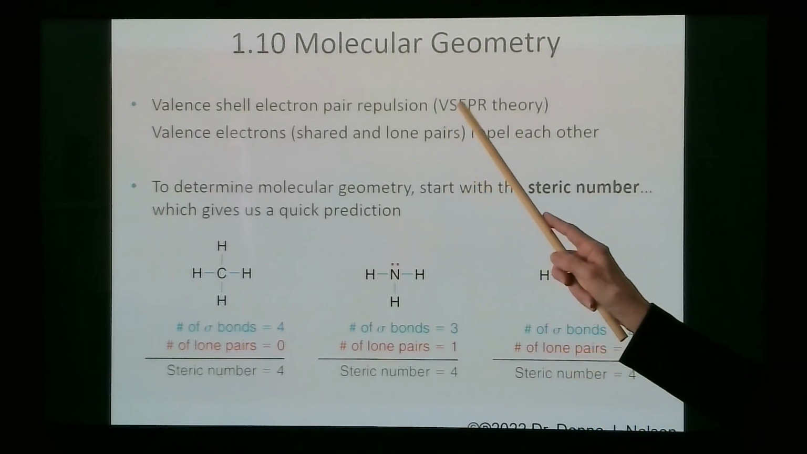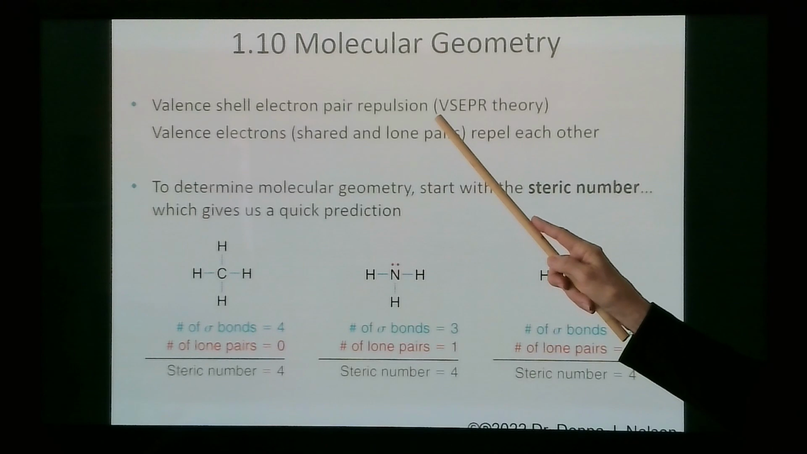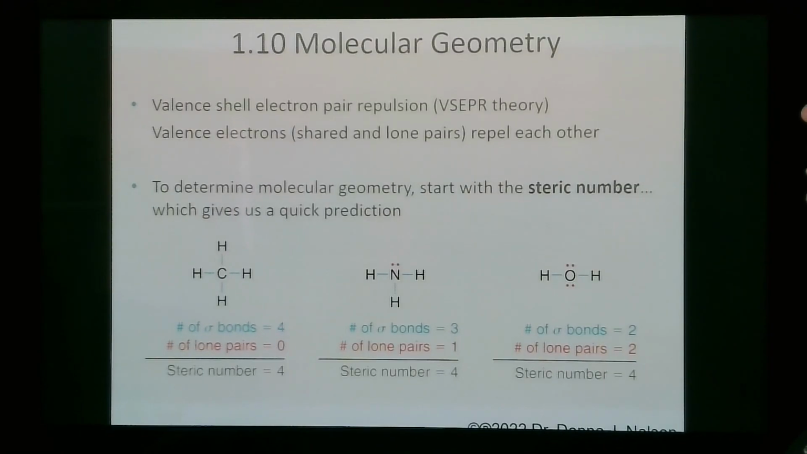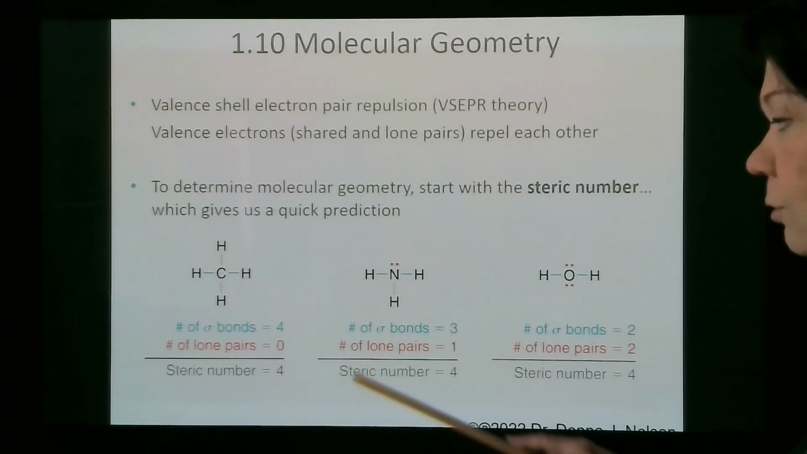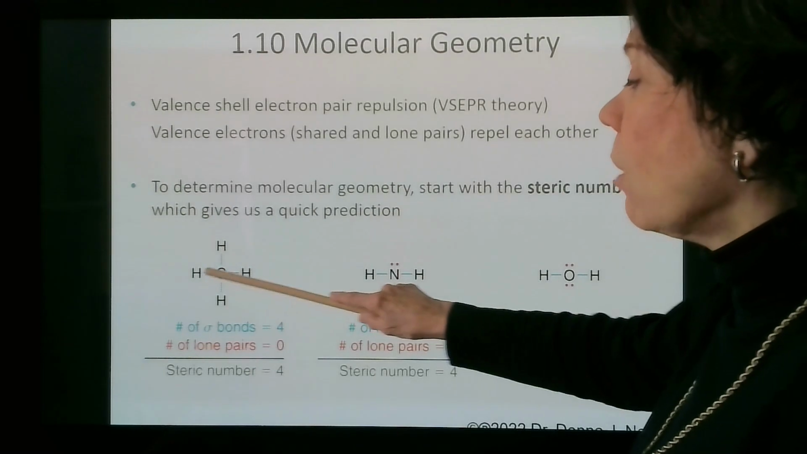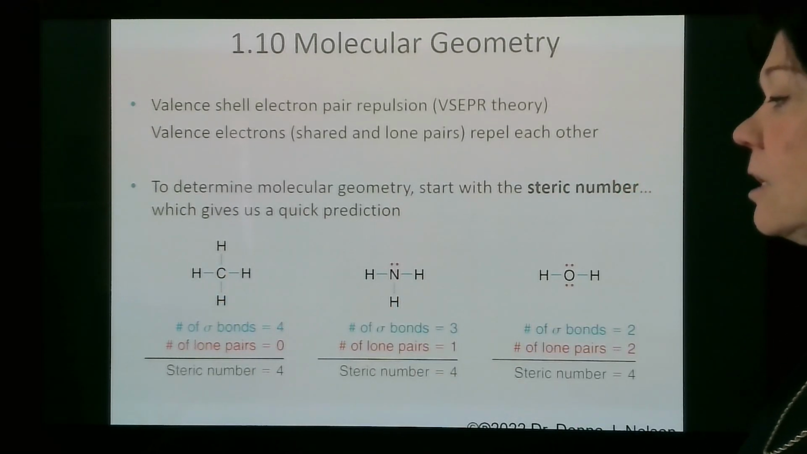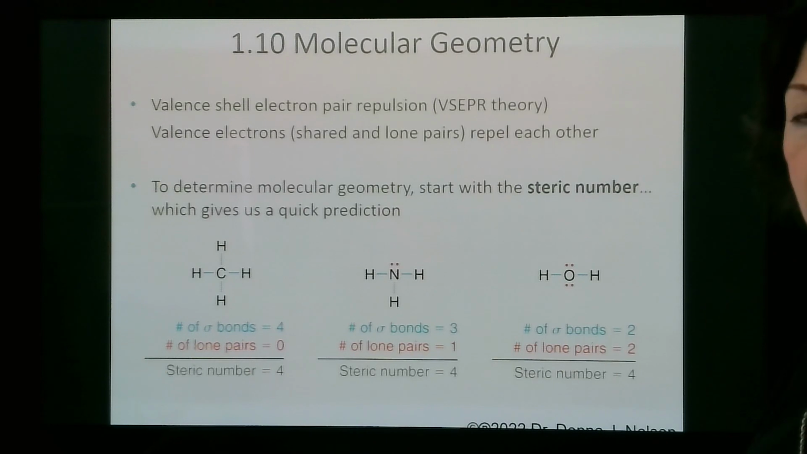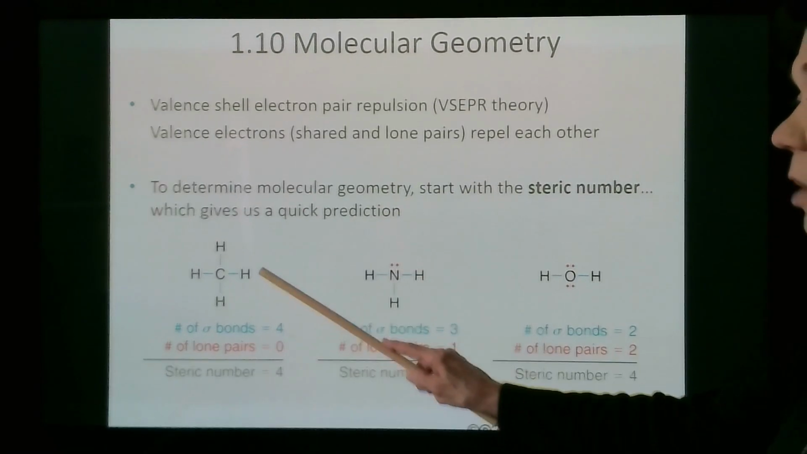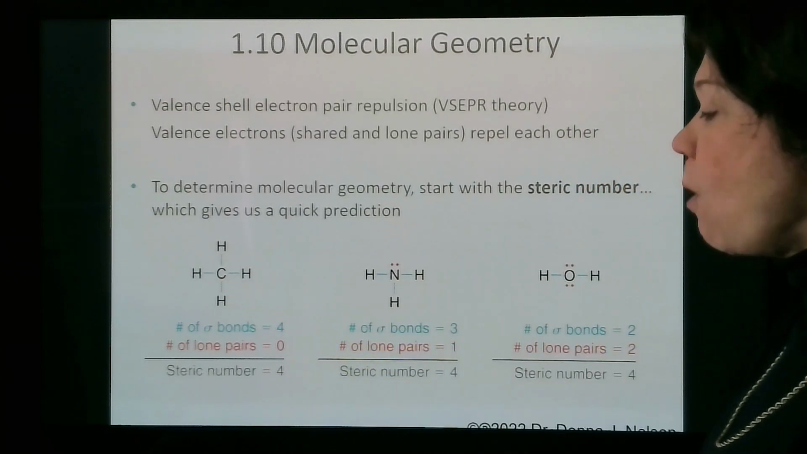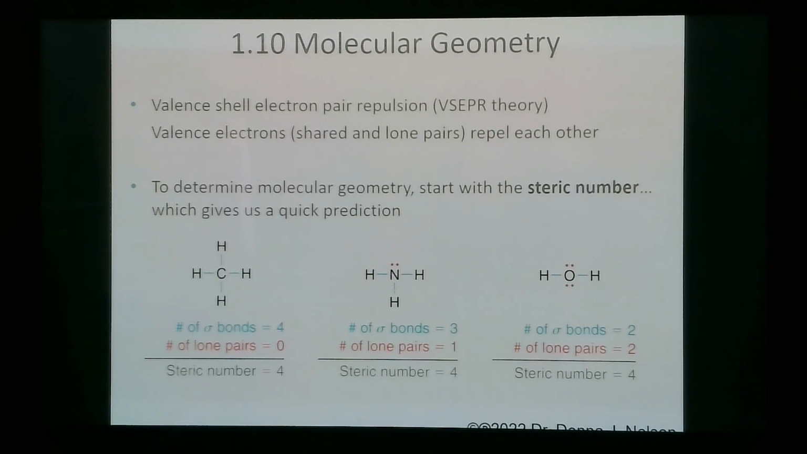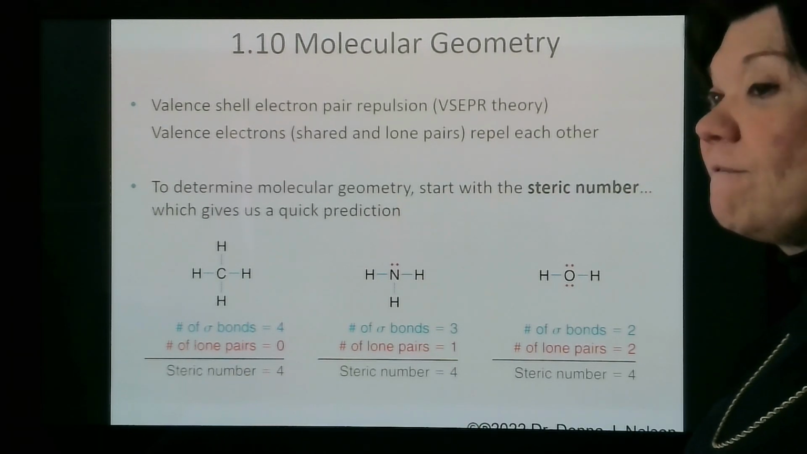Valence shell electron repulsion theory, VSEPR. So valence electrons, as I pointed out, there are 4 of those on each carbon. Whether they are shared or lone pairs, repel each other. So look at this. You have 4 pairs of electrons surrounding carbon. Remember, we talk about the stability of the filled octet. So here, carbon has the stability of the filled octet. So that's 1, 2, 3, 4 electron pairs. So here, this is said to have a steric number of 4.